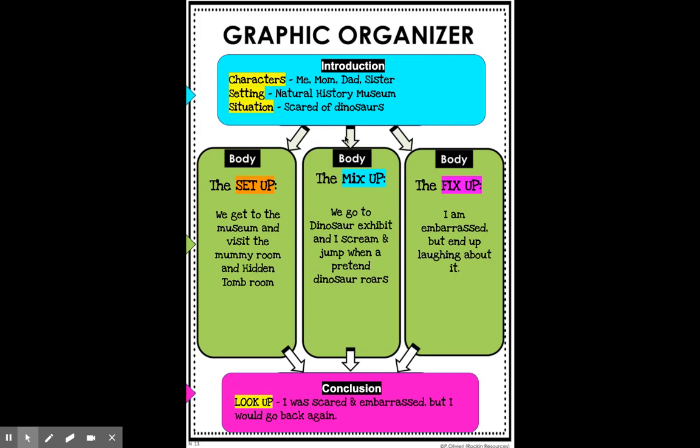They developed their characters, the setting, and the situation before they went and wrote anything. Then they also thought about, well, how am I going to set this up? What's the very first thing I want to talk about? Then how did I get into the mix-up and the problem? And finally, how did we fix the problem? And so this author just jotted down some ideas, not complete sentences, just the main things in the setup, the mix-up, and the fix-up. And then finally, they did their lookup in the conclusion and thought about, okay, what was learned? And it says they were scared and embarrassed, but they would go back and do it again.